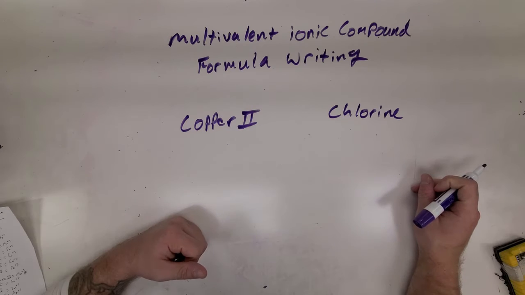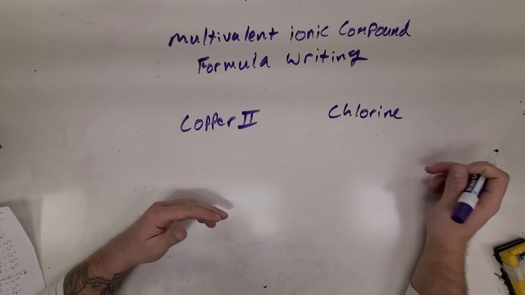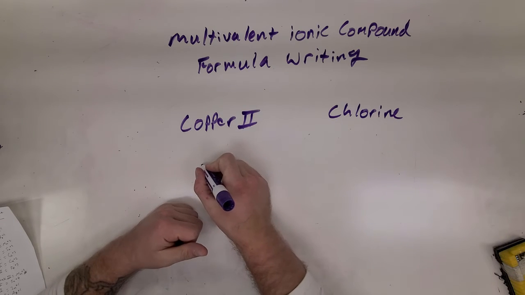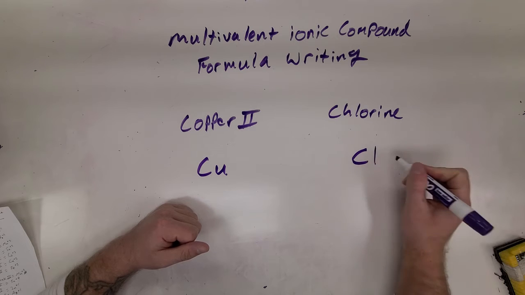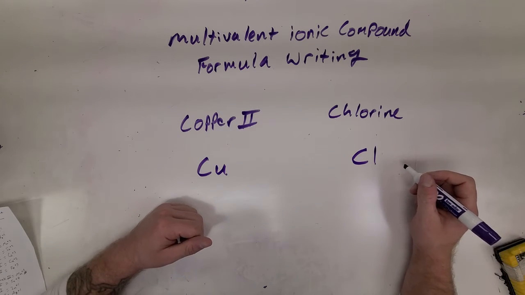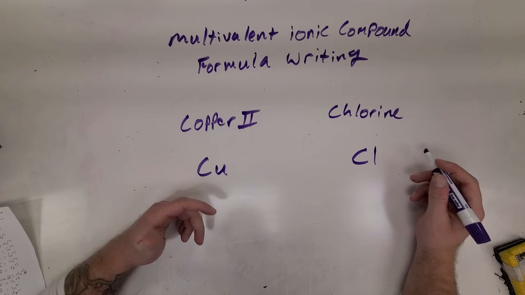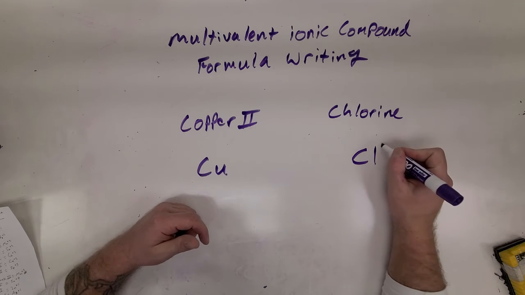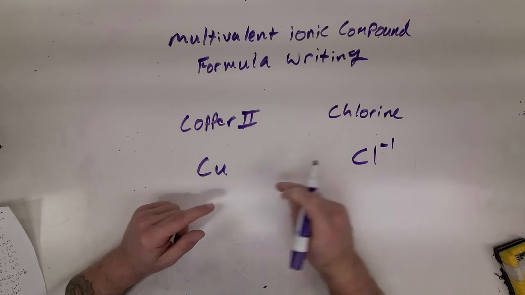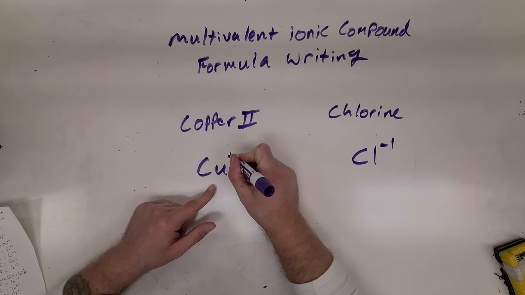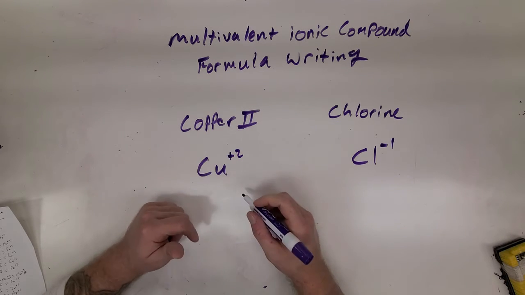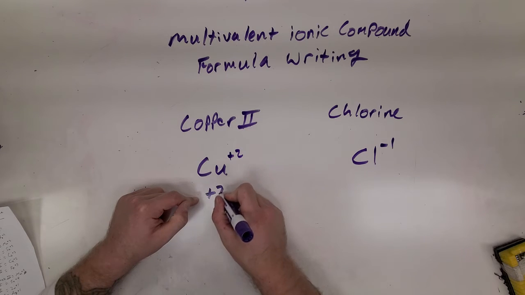Okay, first example, we have copper 2 and chlorine. First thing we'll do is we'll write the symbols for them. Cu for copper, for cupric, Cl for chlorine. And then we'll write the charges. Chlorine is in the halogens, so it's going to have a -1 charge. Copper 2, it's given us right there, has a +2 charge. So we'll go ahead and write that down here.